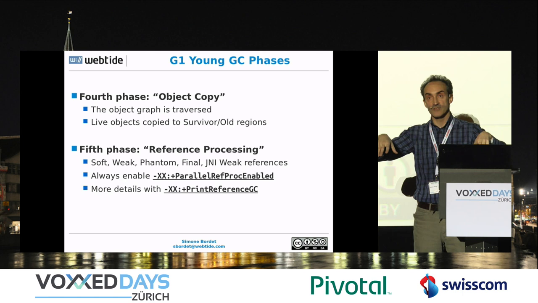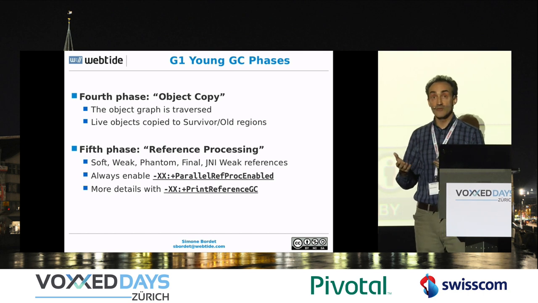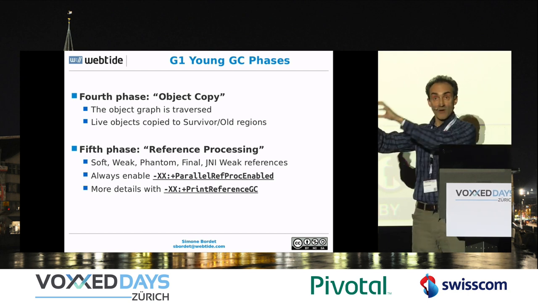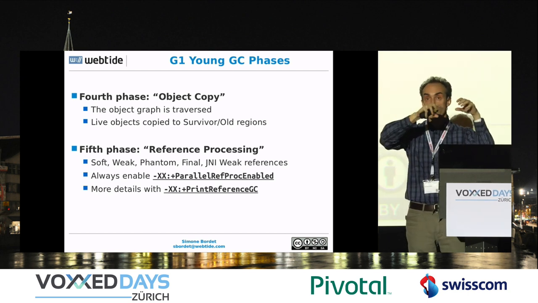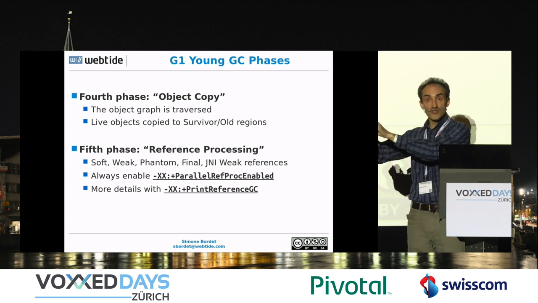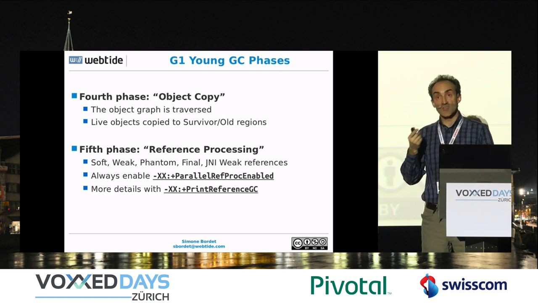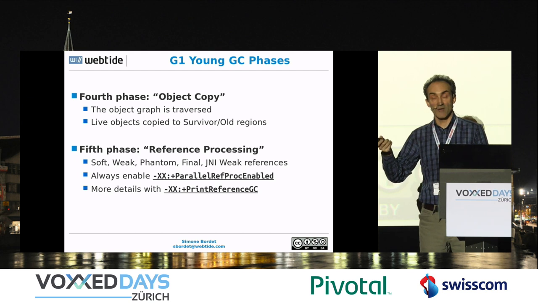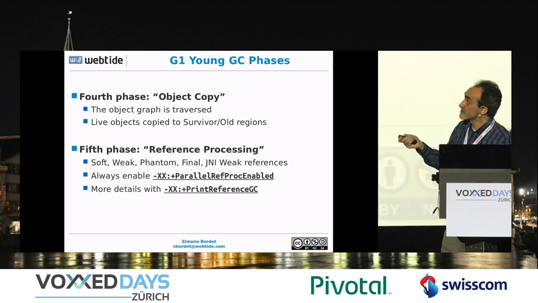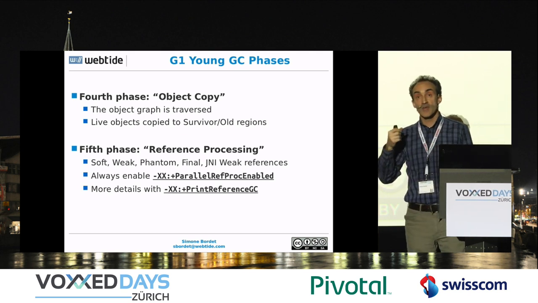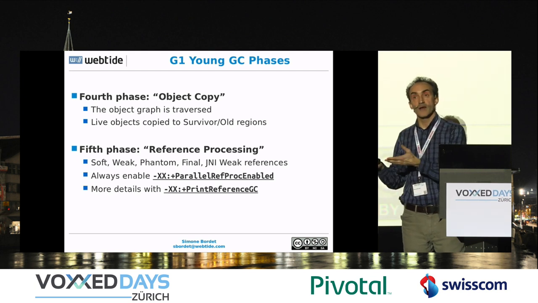And while I am traversing the object graph and following the pointers to children and then grandchildren and so forth, I can do many things. One of the things is that I can copy those objects from one region to another. I copy the roots, then I follow the pointers, copy the children, follow the pointers, copy the grandchildren, and so forth. But while I'm traversing the graph, I can also keep track of what kind of object they are. In particular, I keep track of whether the object is a soft, weak, phantom, final, or JNI weak reference, because I want to keep those aside and process them a little bit later.